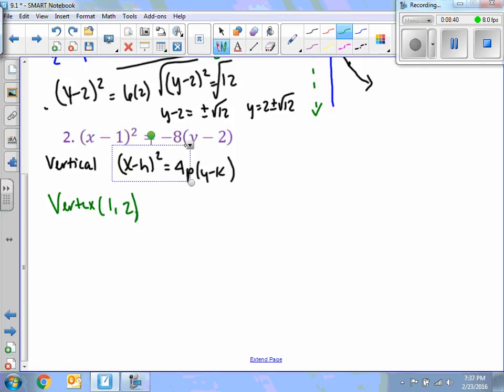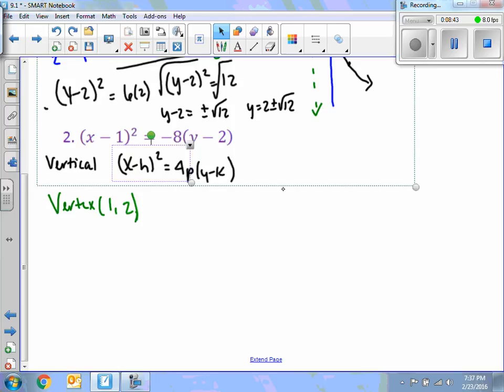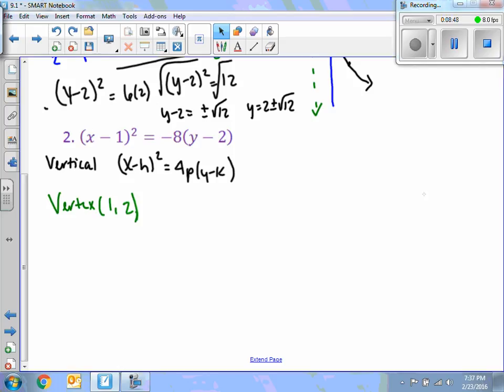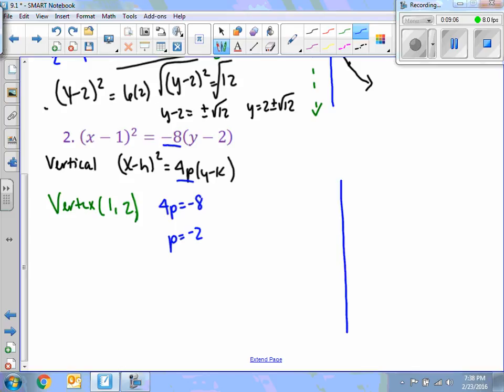Alright, so I have my vertex. My focus, I'm going to find from the fact that 4p here is equal to -8. So I know 4p is equal to -8, which means p is -2. So when I look at this graphically here, I have 1, 2, there is my vertex. P is -2.